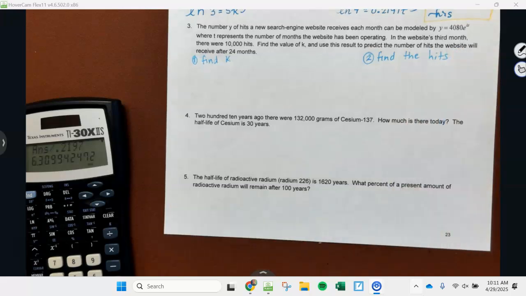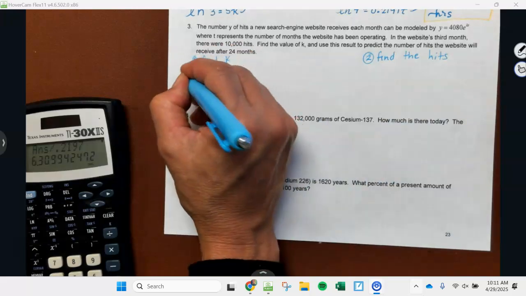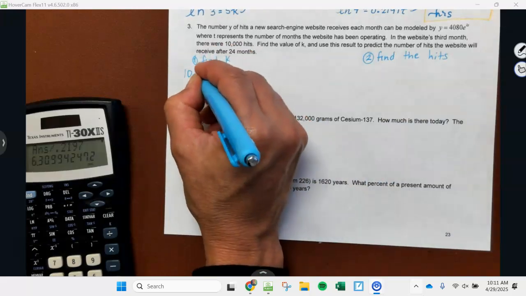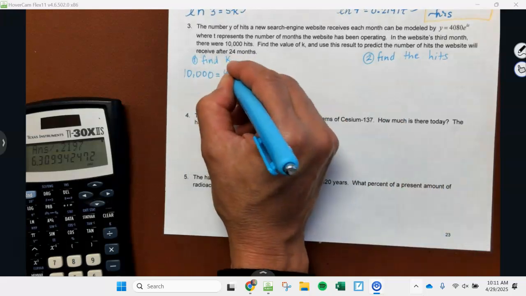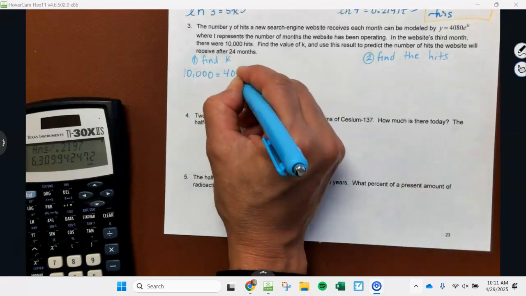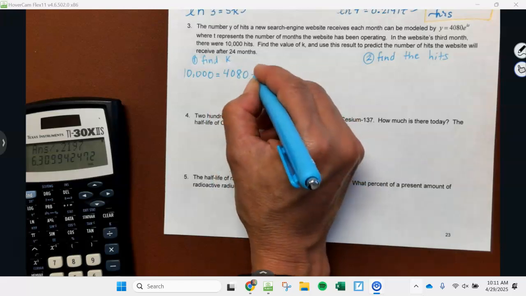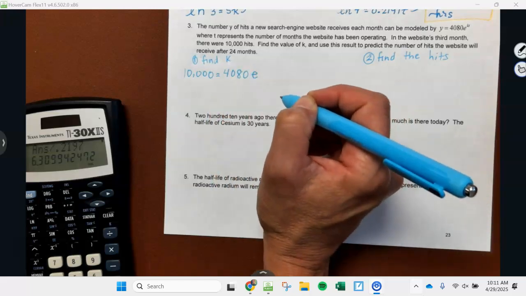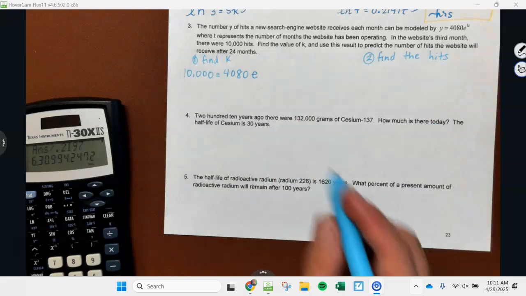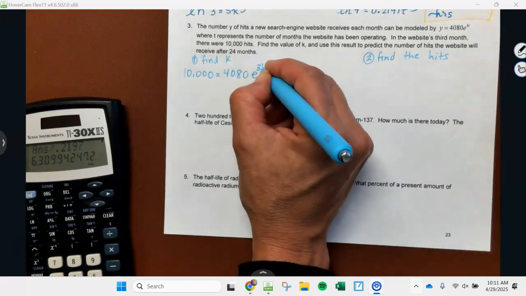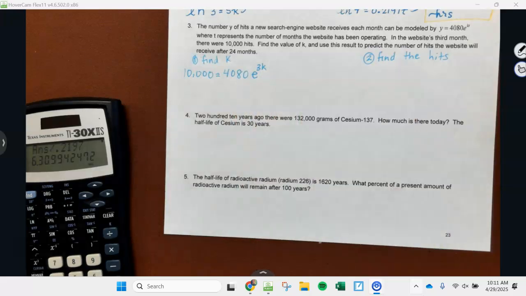All right, let's plug in what we know. So remember, after the third month, we knew the hits. It was 10,000. So let's copy down the beginning value of 4080, and this is E to the KT. I don't know the K, but remember that happened in 3 months, so we're going to raise this to the 3K. All right, we've got to solve for K.